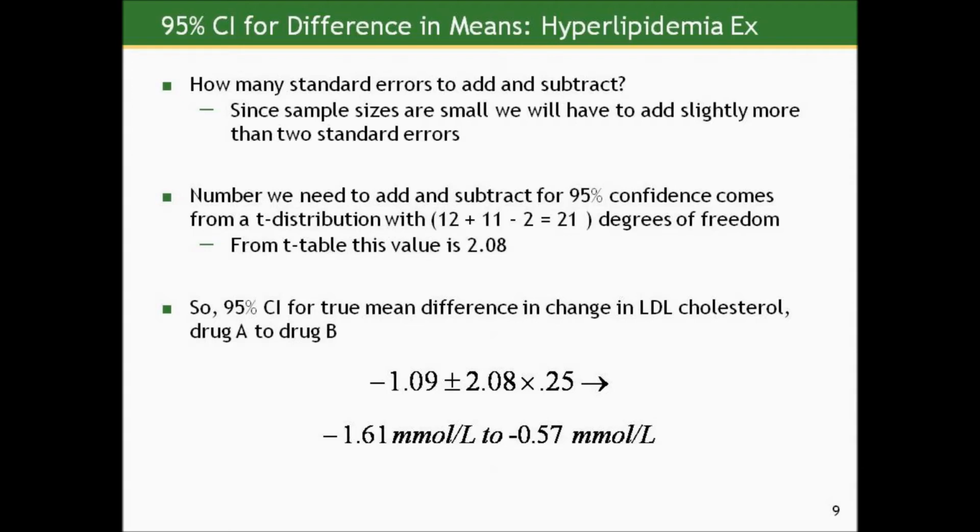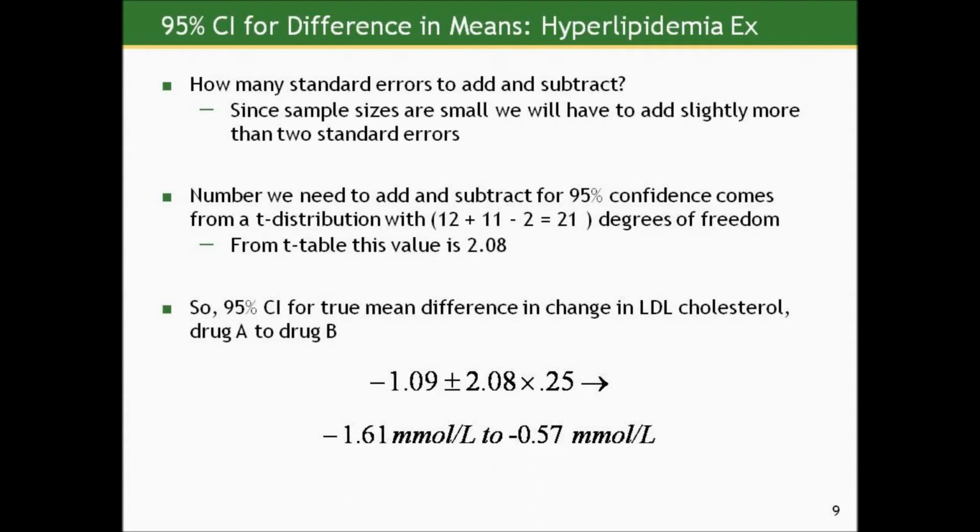And the number we need to add and subtract for 95% confidence comes from a t-distribution with n1 plus n2 minus 2, or 12 plus 11 minus 2, or 21 degrees of freedom. If you look this up in a t-table, the value we need is 2.08, so a little more than 2. And we'll show that you won't need a t-table in real life. We'll show in a minute that Stata will take care of this. But for computational purposes, this is the 95% confidence interval for the true mean difference in the change in LDL cholesterol level for the population of persons on drug A compared to the population of patients with hyperlipidemia on drug B. It would be negative 1.09 plus or minus 2.08 times that estimated standard error.